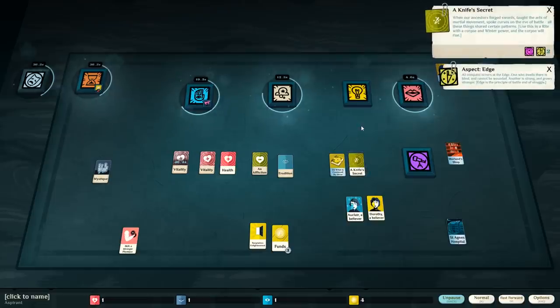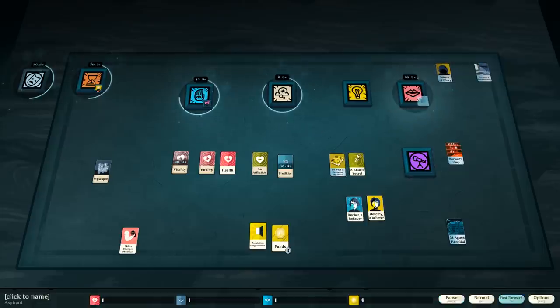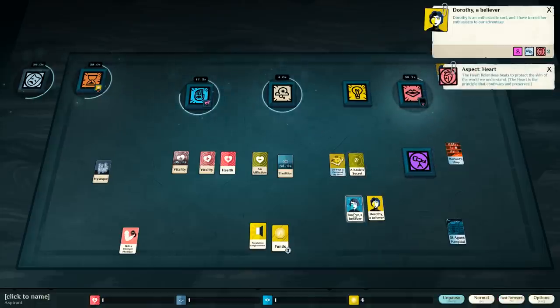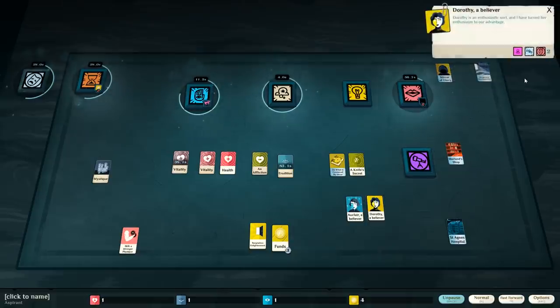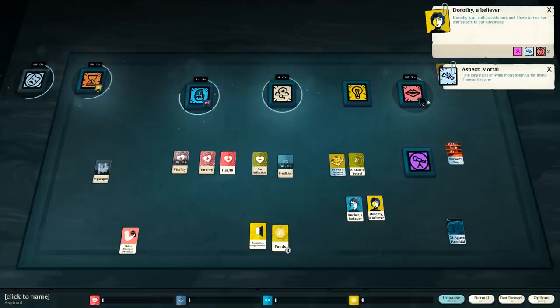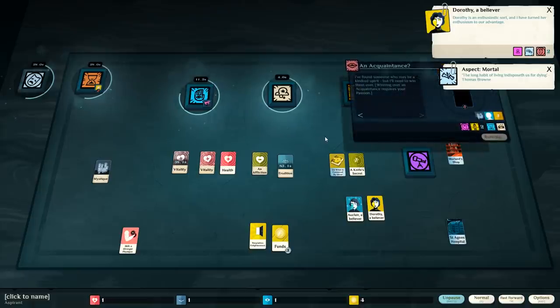A knife secret. This is called edgelore. Edgelore is one in which the one who dwells there is blind, cannot be wounded. Another is strong and grows stronger. The principle of battle and struggle. But yes, edgelore, if you have followers with edge, for example, they're good at going and fighting. I don't know what winter is, but different aspects on followers will give you different things. I can actually send these followers out to go and do things.